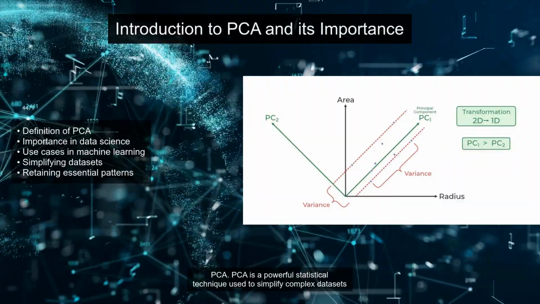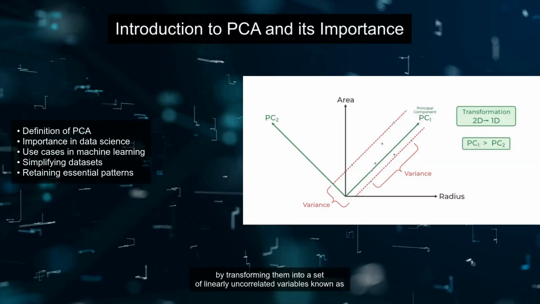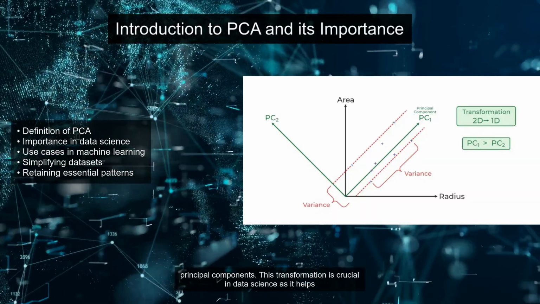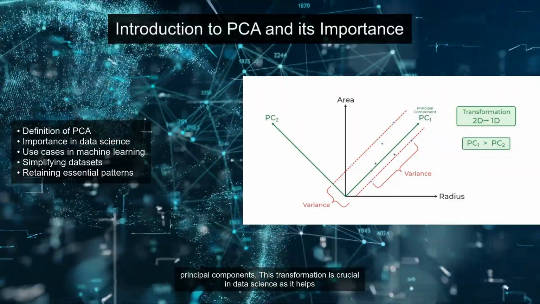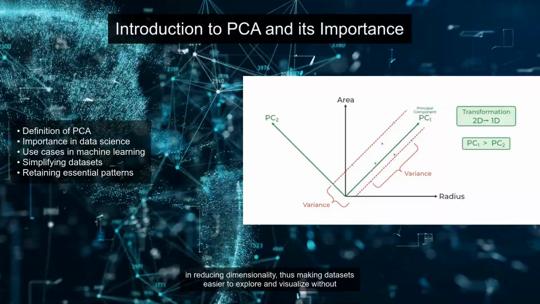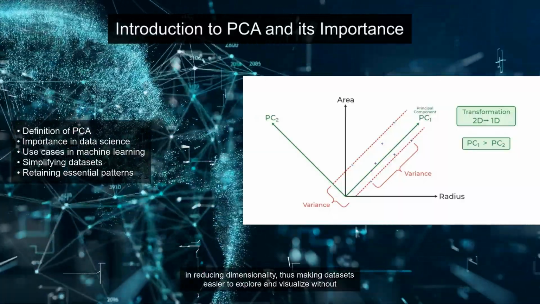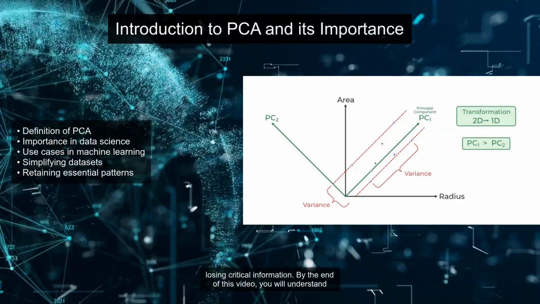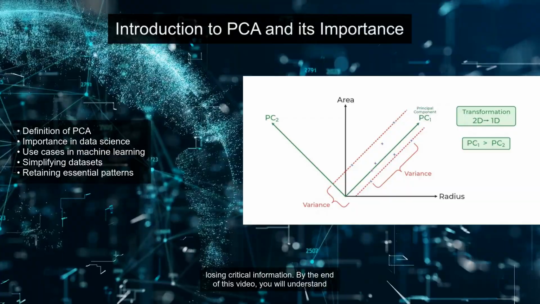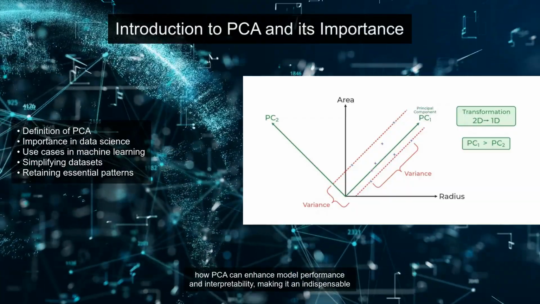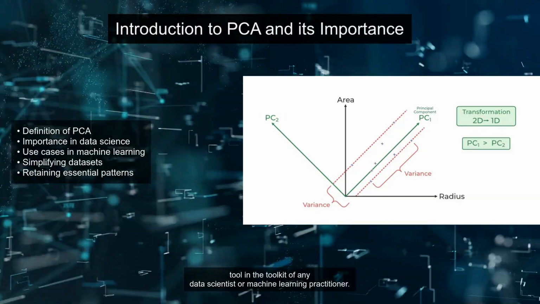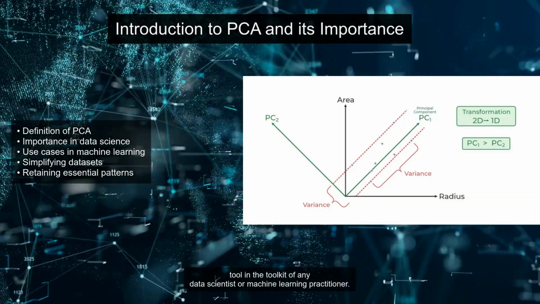PCA is a powerful statistical technique used to simplify complex datasets by transforming them into a set of linearly uncorrelated variables known as principal components. This transformation is crucial in data science as it helps in reducing dimensionality, thus making datasets easier to explore and visualize without losing critical information. By the end of this video, you will understand how PCA can enhance model performance and interpretability, making it an indispensable tool in the toolkit of any data scientist or machine learning practitioner.